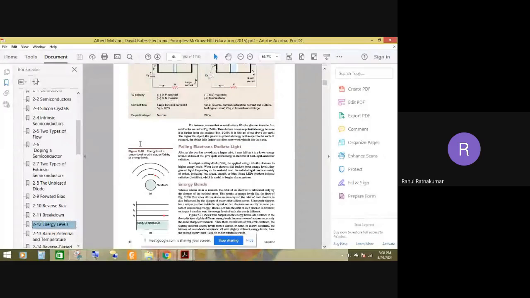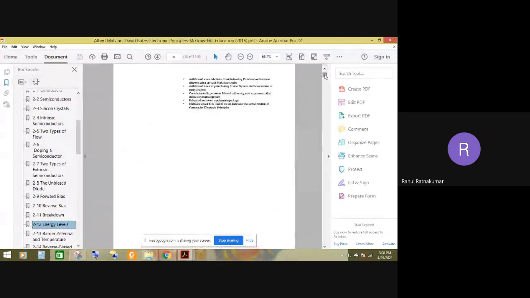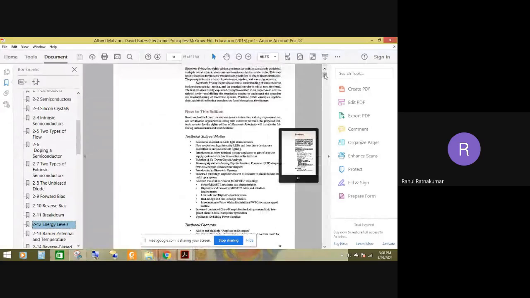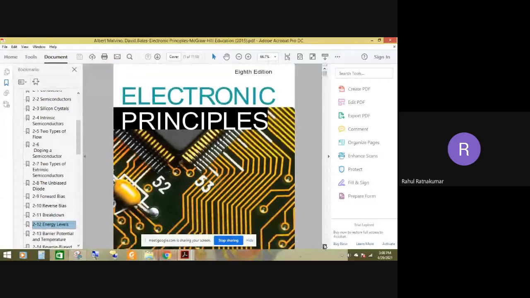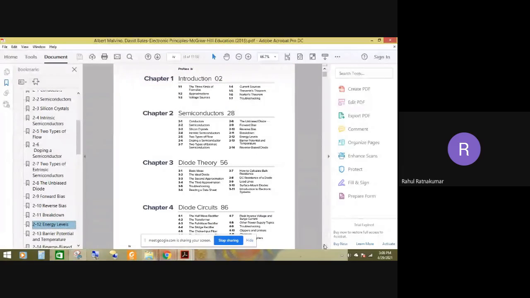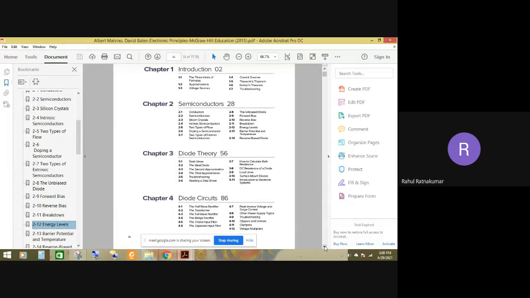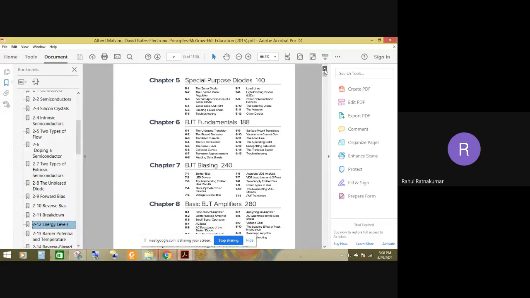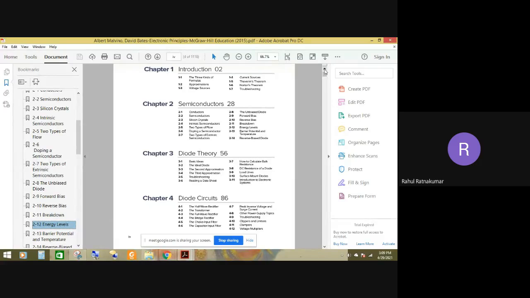So this comprises the first few chapters, maybe one to two chapters. I think you can read it. And this book is very nicely written. There are no complications, whatever minimum you require is given, and I don't think anyone will have any difficulty. And then diode theory is there, although there are no complicated circuits, simple modeling is explained.